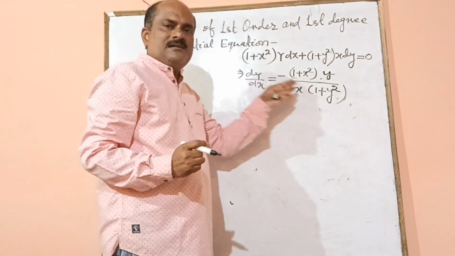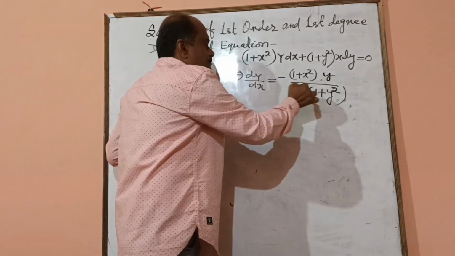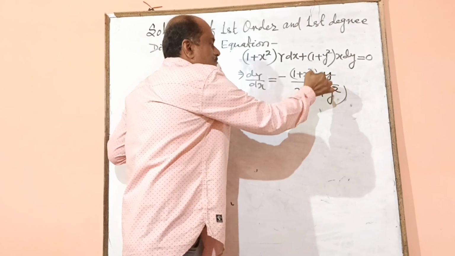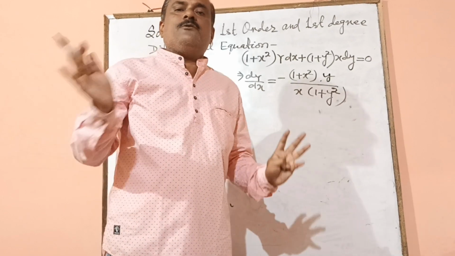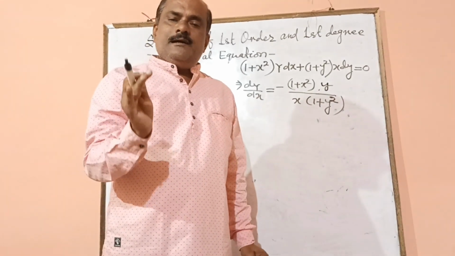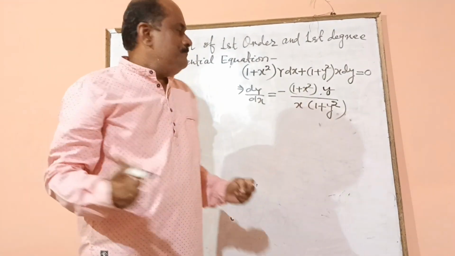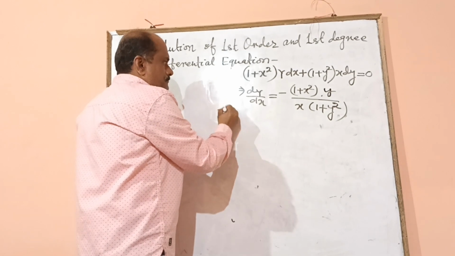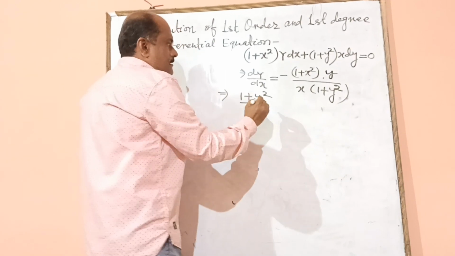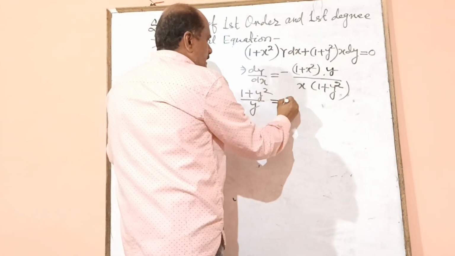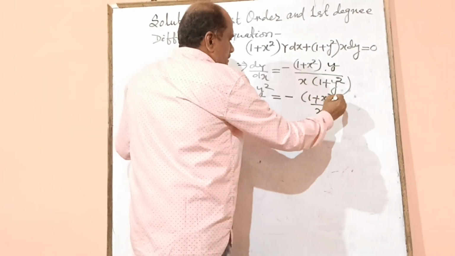In the right side of this differential equation, (1 + x^2)/x is a function of x, and y/(1 + y^2) is a function of y. That is, the right side is a product of a function of x and a function of y. So we can solve it by the variable separable method. Let's separate the variables x and y. This implies (1 + y^2)/y dy = -(1 + x^2)/x dx.